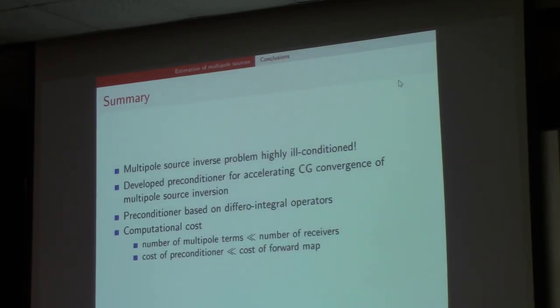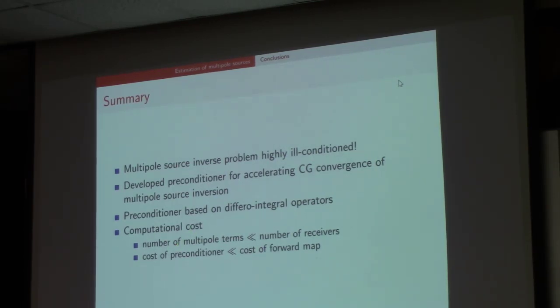Okay. Subvariable multiple source inverse problem. It's a very hard problem. It's ill-conditioned. We develop a preconditioning strategy to accelerate the conjugate gradient. And these preconditioners are, this is the word I was looking for, differential integral operators. Or fractional derivatives if you're in 2D. But if you're in 1D or 3D, these are just regular derivatives, or just integrals being the inverse derivative.